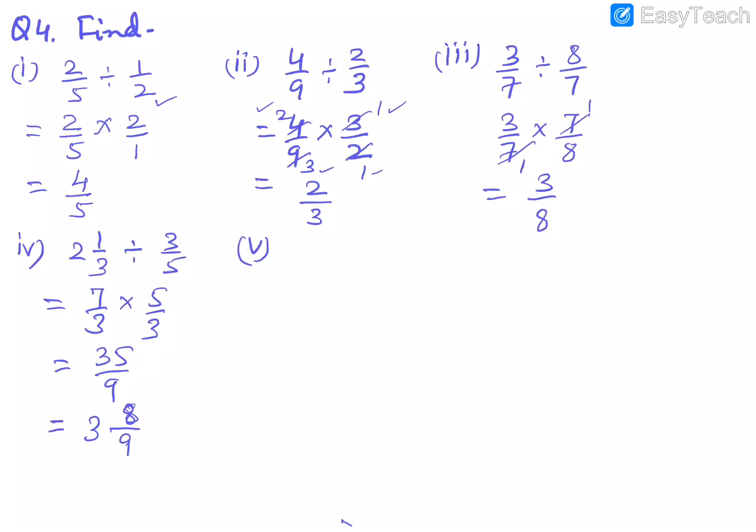Fifth part, 3/2 is to be divided by 8/3. 2 3's are 6, 1, 7/2 into 3/8. No cancellation, multiplication of numerators gives 21 and multiplication of denominators gives 8 2's are 16. In mixed fraction it becomes 16 1's are 16, 5/16.